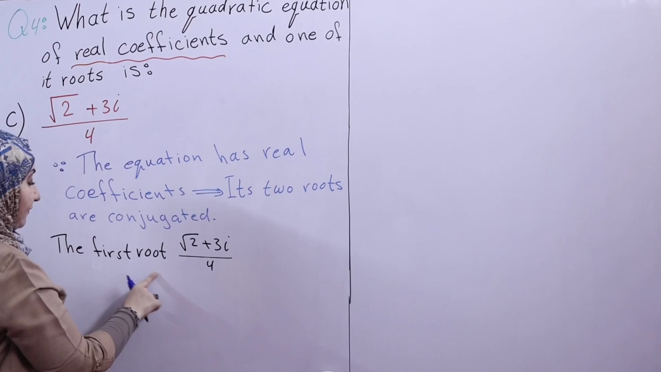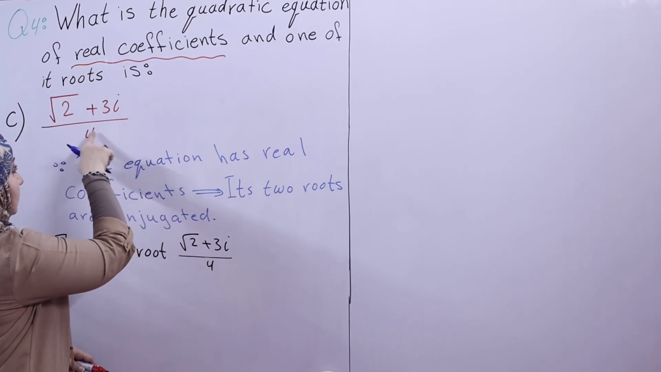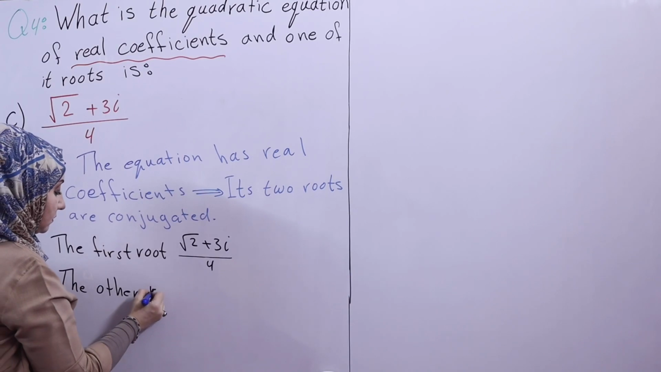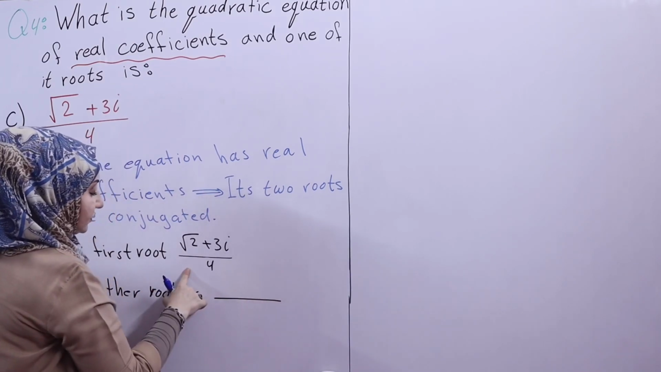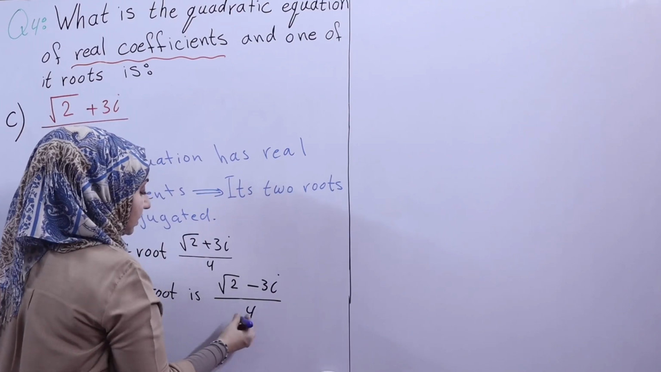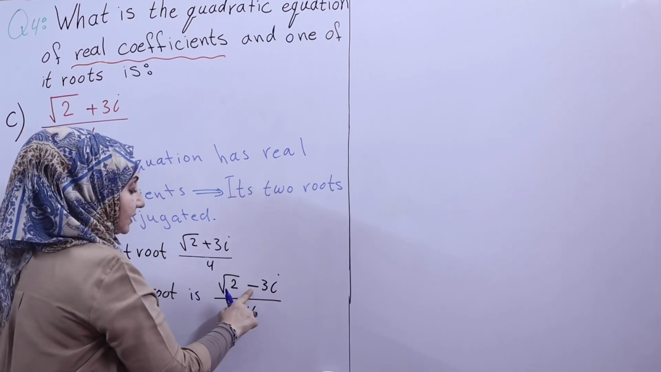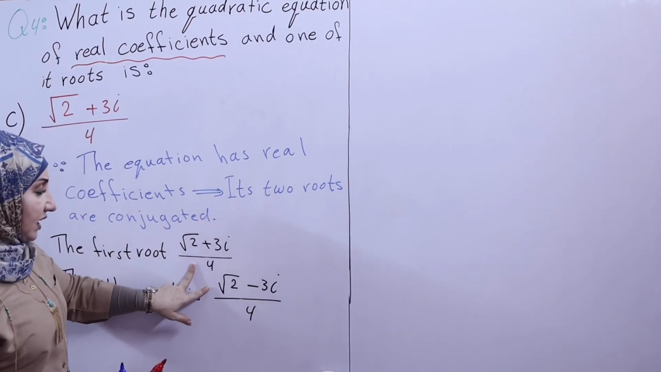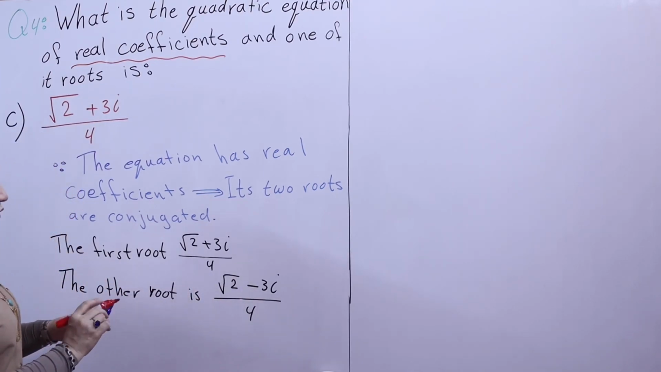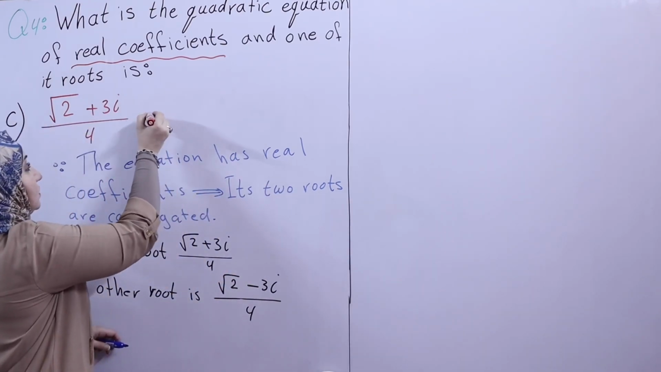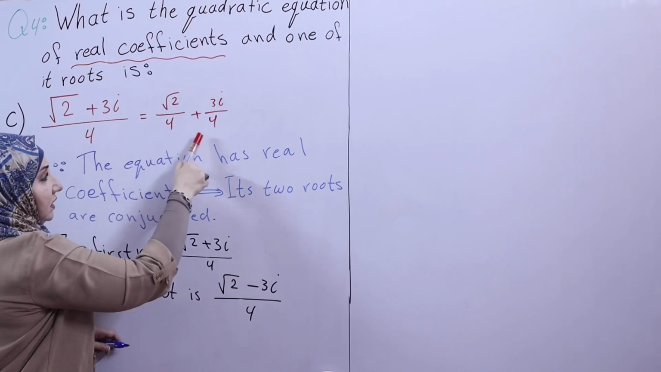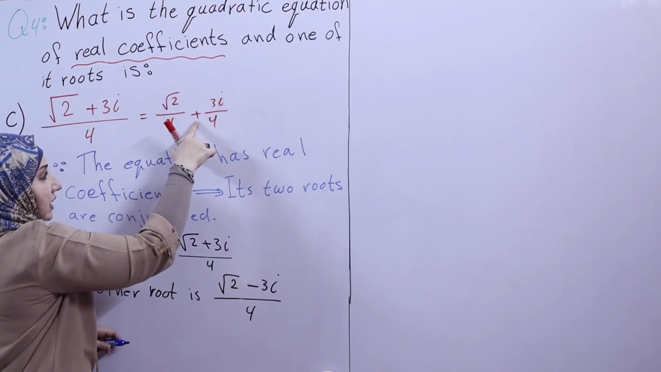Yes, we can write it. The first root, which is given in the equation, is square root of 2 plus 3i over 4, and the other is its conjugate, which is square root of 2 minus 3i over 4. We change the sign of the imaginary part. To write the conjugate, it will be the same expression, but we change the sign of the imaginary part. If you want to check, you can write it in the standard form of a complex number by distributing: square root of 2 over 4 plus 3i over 4. The conjugate then keeps the real part and makes the imaginary part negative.